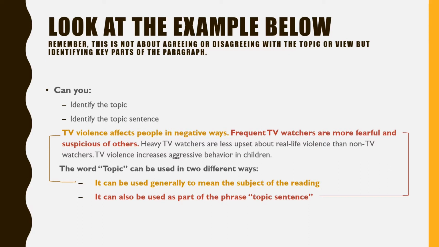Now, if you drop down to the bottom there, you'll see the word topic can be used in 2 different ways. It can be used to mean the subject of the reading, and it can also be used as part of the phrase topic sentence. And I color-coded these so you can see the gold is the subject and the red is the topic sentence. So the subject of the paragraph is TV violence affects people in negative ways. The topic sentence is frequent TV watchers are more fearful and suspicious of others.